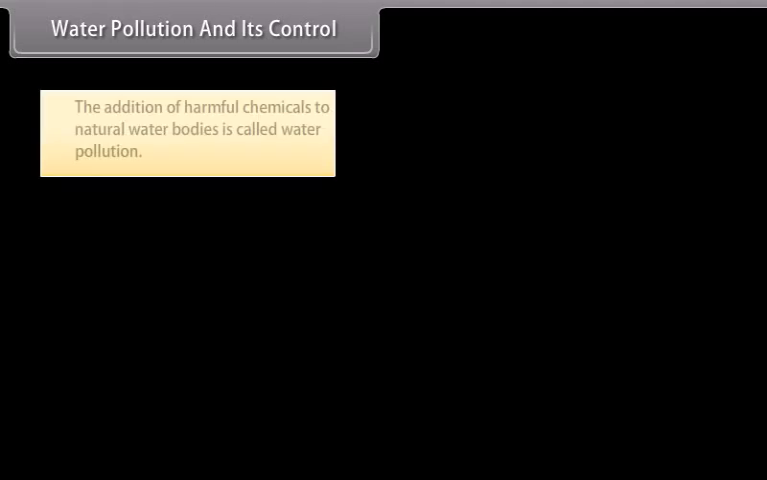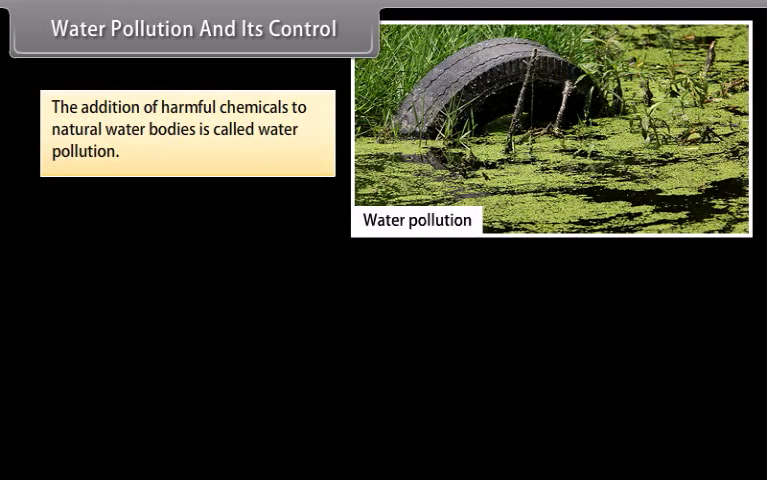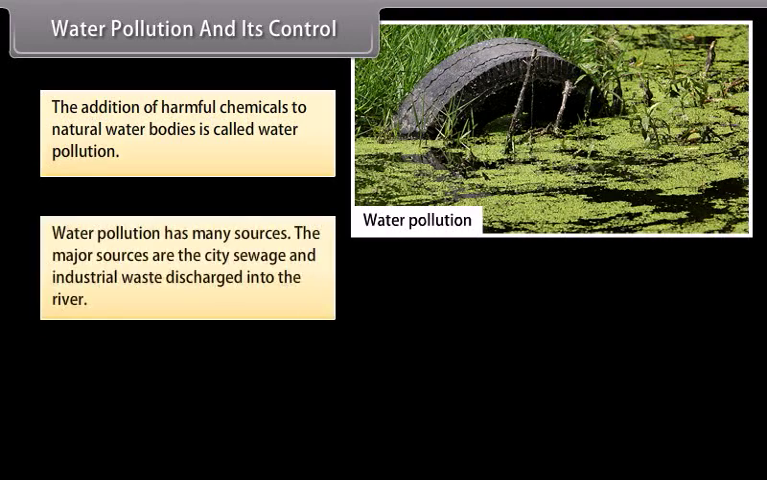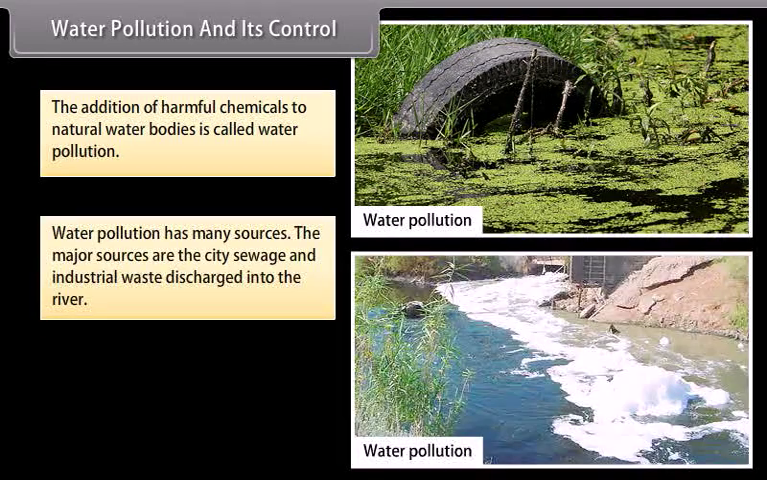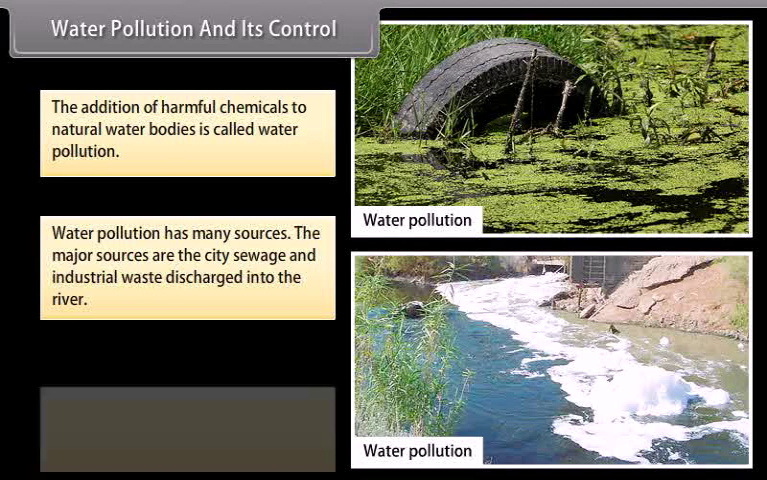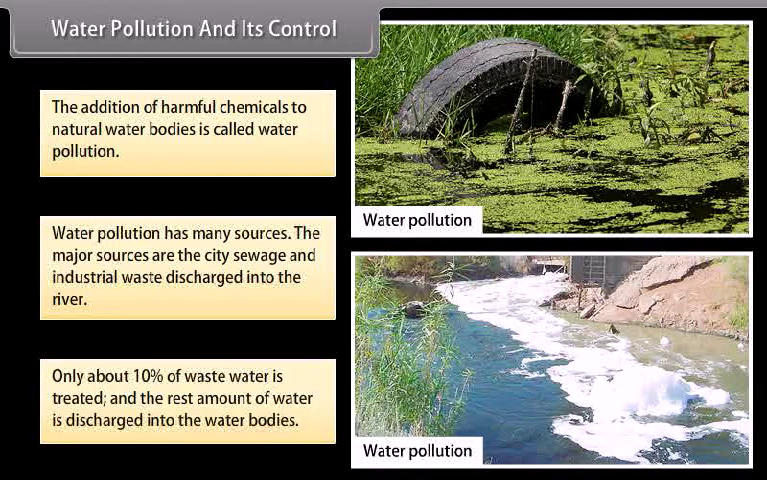Water pollution and its control. The addition of harmful chemicals to natural water bodies is called water pollution. Water pollution has many sources. The major sources are the city sewage and industrial waste discharged into the river. Only about 10% of wastewater is treated and the rest is discharged into the water bodies.